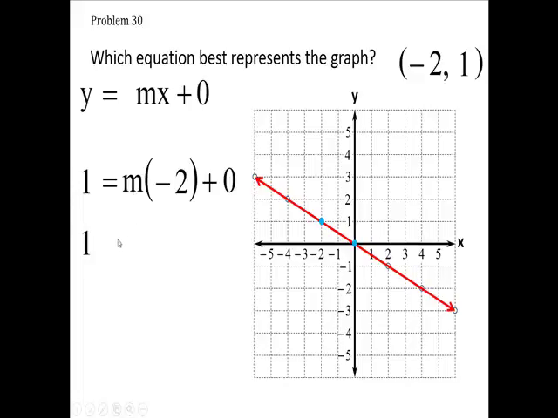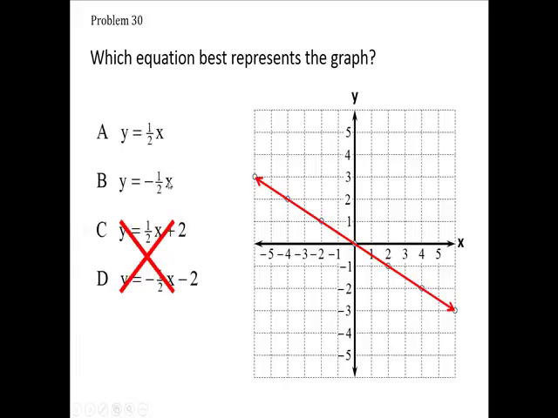So you have 1 is -2m. Okay, now if you're solving this for m, the variable is m, the coefficient is -2. We're going to divide both sides of the equation by -2. So you're going to have 1 over -2, and you're going to have the -2m over -2. So this is a -1/2. This is m here. -2 over -2 is 1. 1 times m is m. m is -1/2. So the number in front of the x up here should be a -1/2.